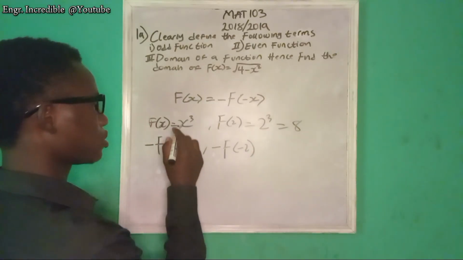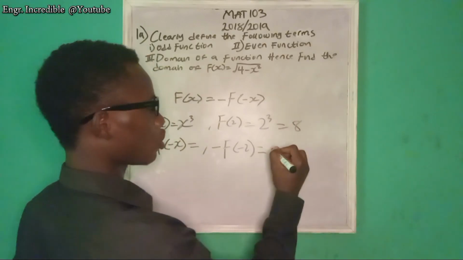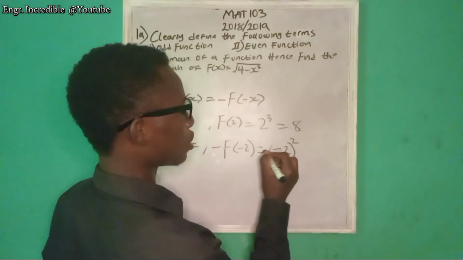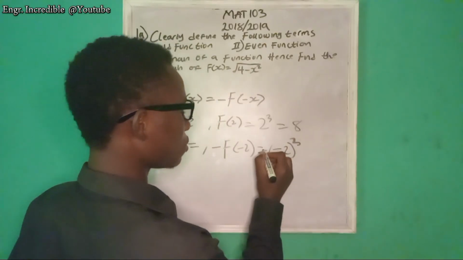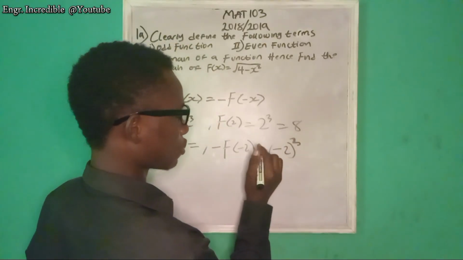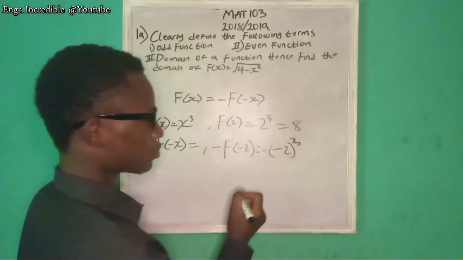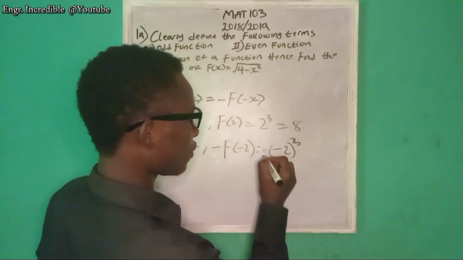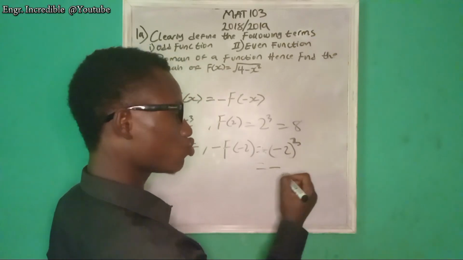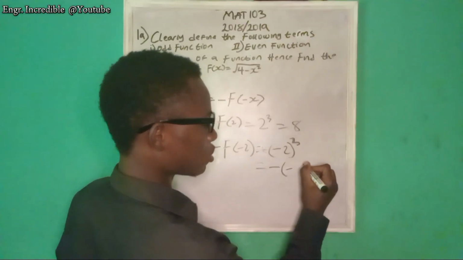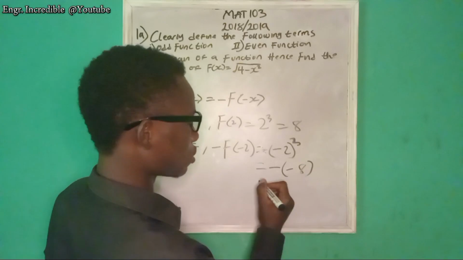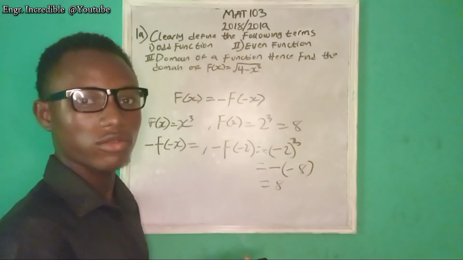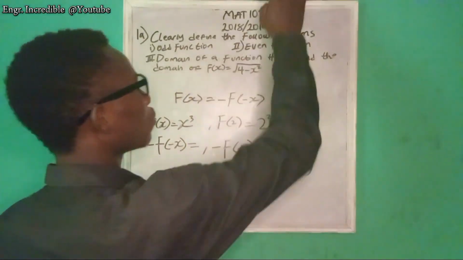Doing the same thing using x, it will be minus 2 cube, then you put the minus outside. So we have minus, open bracket, minus 2 cube. If we simplify this, minus 2 cube is equal to minus 8. So minus times minus 8 is equal to 8. Therefore, x cube is an odd function. So that is for odd function.